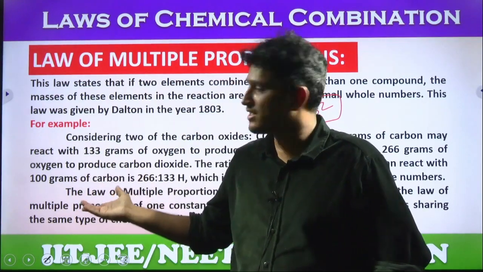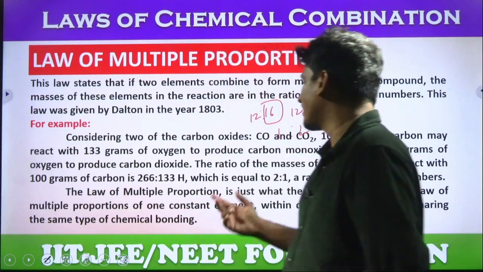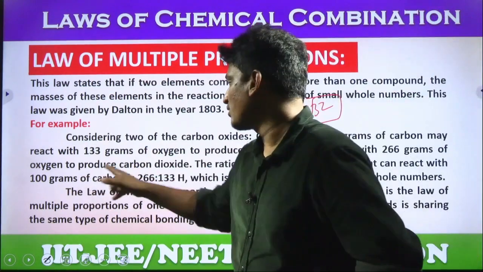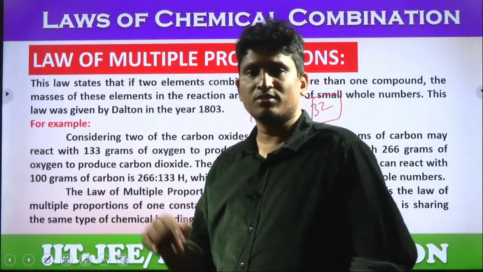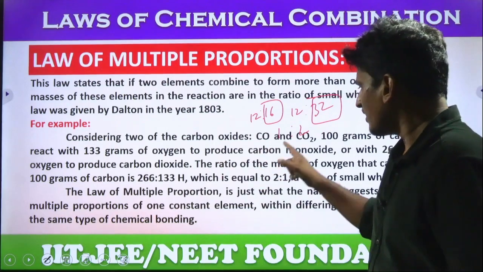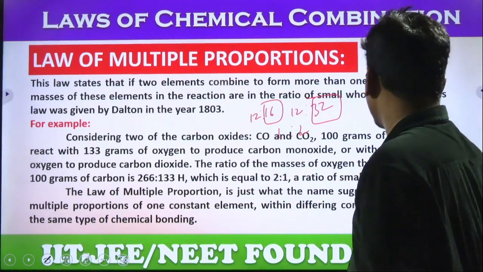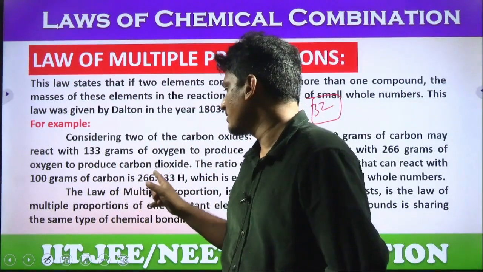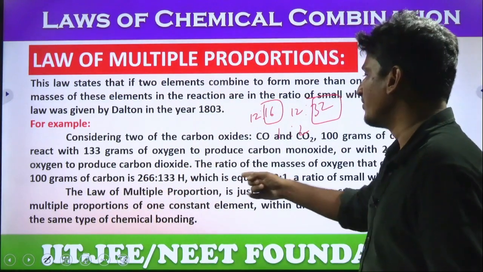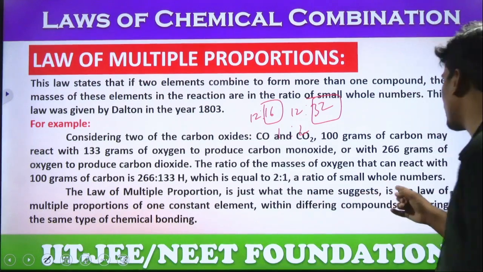Obviously double, right, students, which is 266 grams. So 266 grams of oxygen to produce carbon dioxide, 1:2 ratio. Sir, no, 2 into 133. So the ratio of the masses of oxygen that can react with 100 grams of carbon is 266:133. So what is the ratio? Cancel out, which is equal to 2:1 ratio, the ratio of small whole numbers.